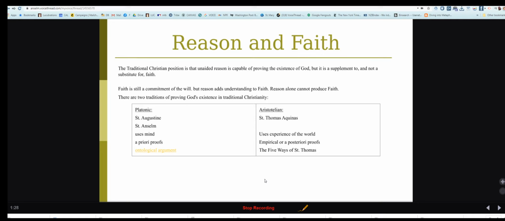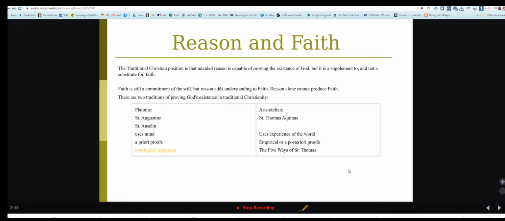So the Platonic tradition is going to use what are called a priori proofs. A priori is just a word that means prior to the senses, resting on the mind. And St. Anselm gives his famous ontological argument. And the Aristotelian tradition is represented mainly by St. Thomas Aquinas, and he uses an empirical, a sensory, or a posteriori proof. A posteriori proof is just a Latin phrase that means posterior to or after the senses, based upon the senses. So the five ways of St. Thomas are the a posteriori proofs of God's existence in the Catholic or the traditional Christian tradition.